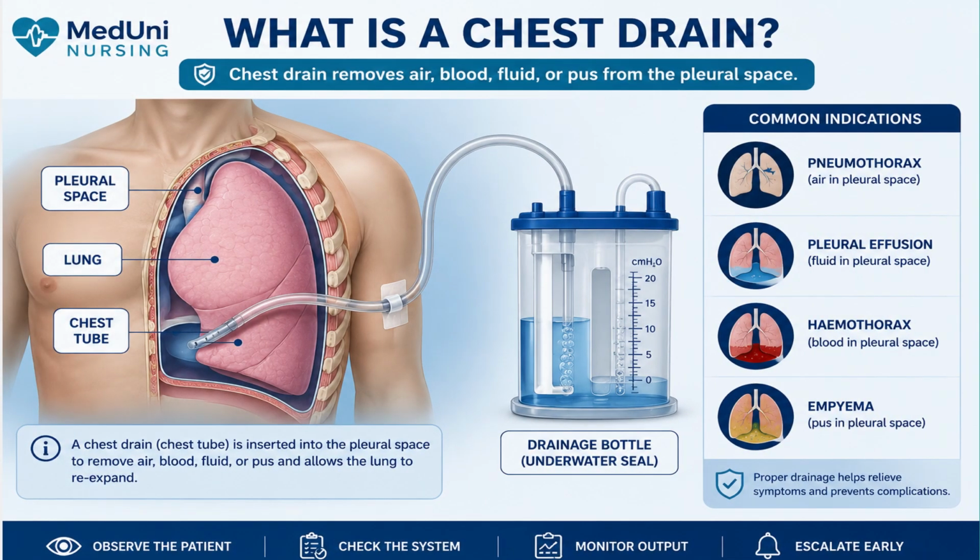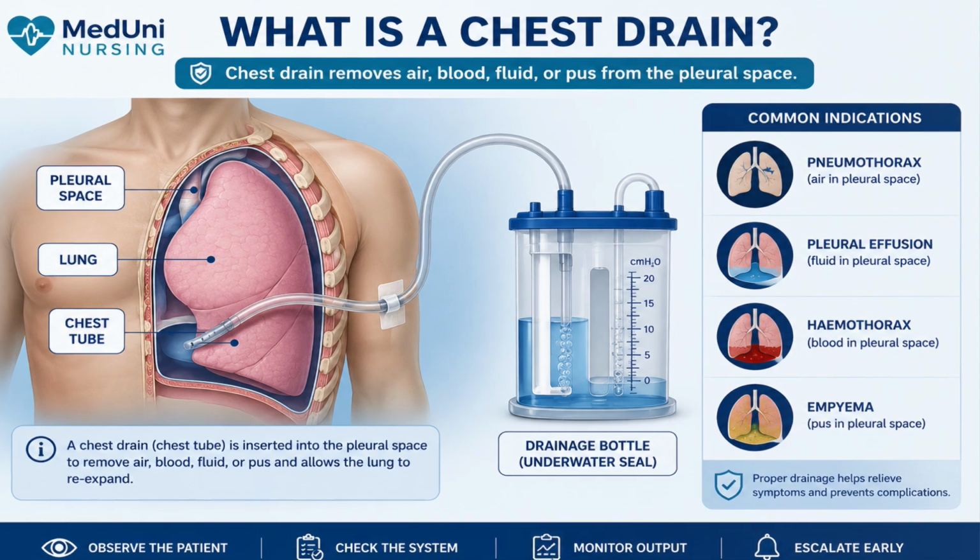A chest drain is a tube inserted into the pleural space. It removes air, blood, fluid, or pus from around the lung. You may see chest drains in patients with pneumothorax, pleural effusion, hemothorax, empyema, or after chest surgery. Now pause and think. What is the biggest danger if a chest drain blocks, disconnects, or falls out? The patient may deteriorate quickly with worsening breathing, hypoxia, pain, or recurrent pneumothorax. Your nursing role is to monitor the patient, check the drain system, observe the output, and recognize early signs that something is wrong.